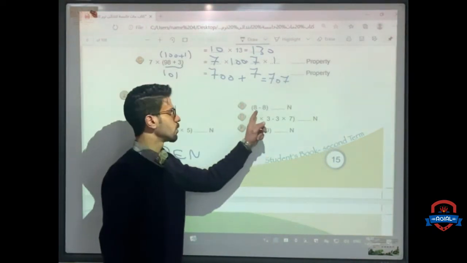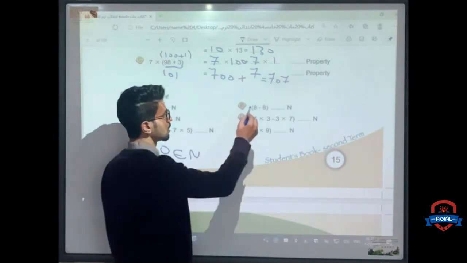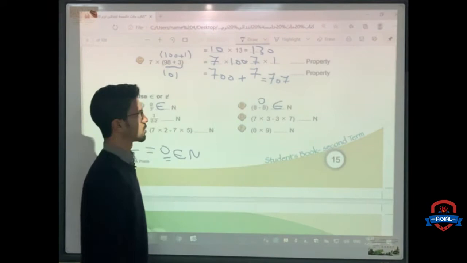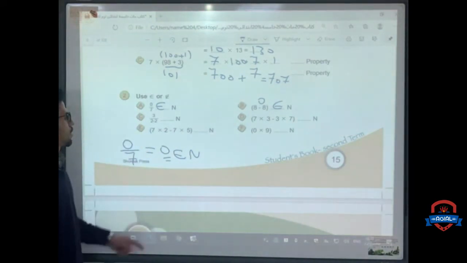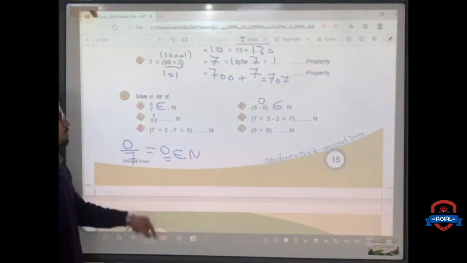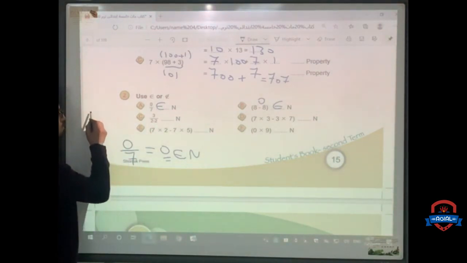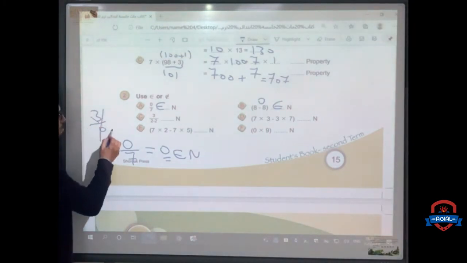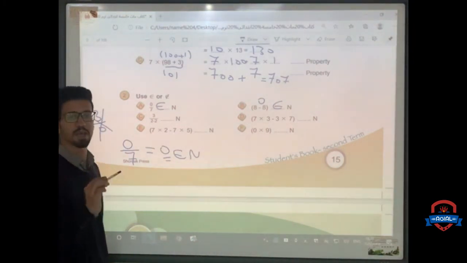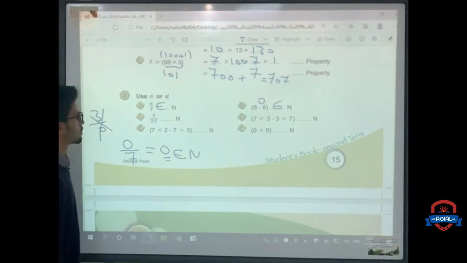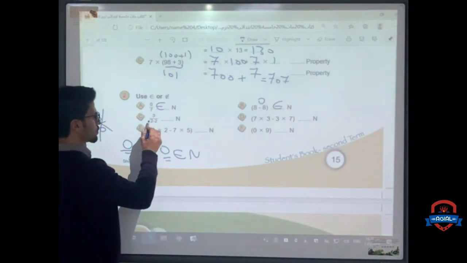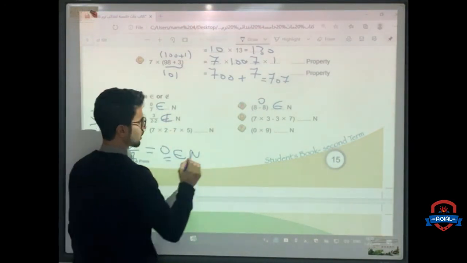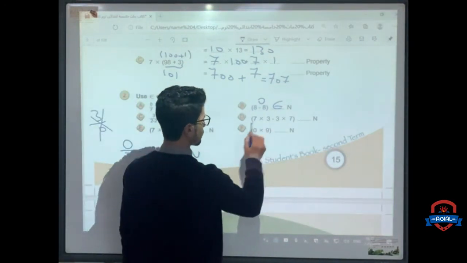And in letter B, we have 8 minus 8. 8 minus 8 equals 0, and 0 belongs to the set of natural numbers. And in letter C, we have 3 over 2 minus 2. So we have 3 over 0, and we can't divide any number by 0. So 3 over 2 minus 2 doesn't belong to the set of natural numbers.